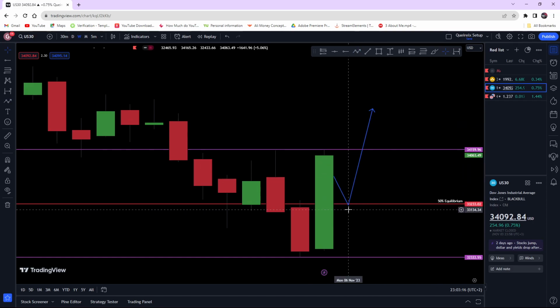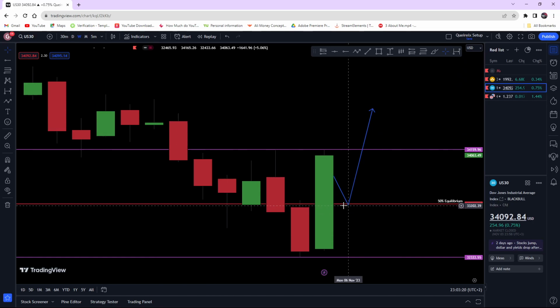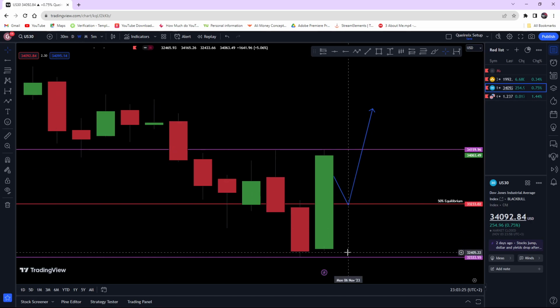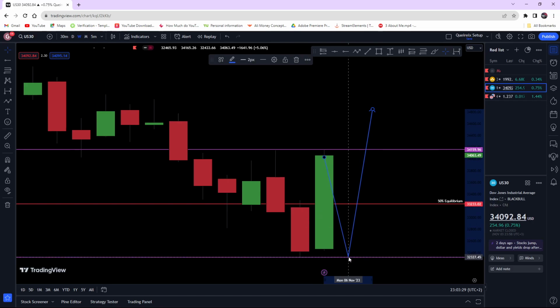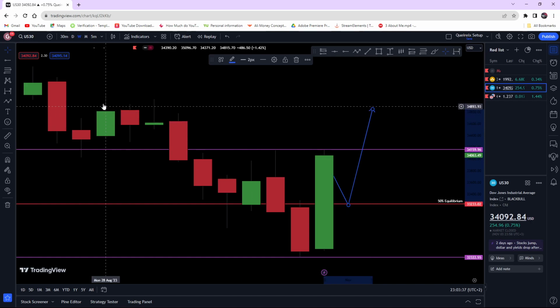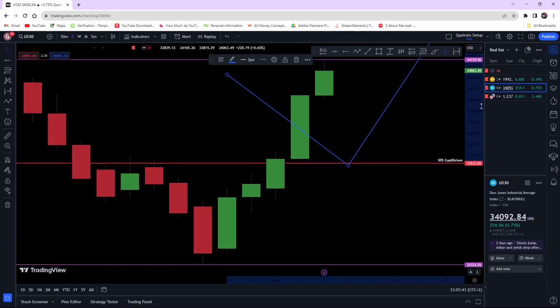We may see a move down to equilibrium and a move back up. The low can also be tested. We can see it coming back down to the low, but this is the more likely move that we will be seeing on US 30, probably in this week.